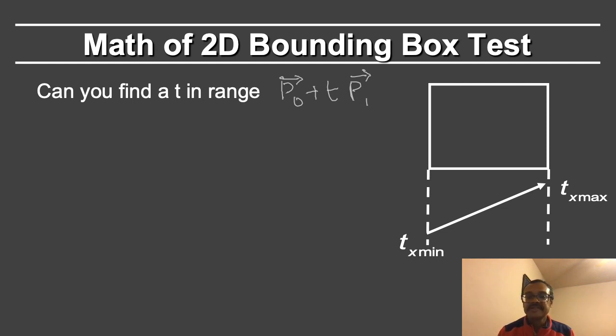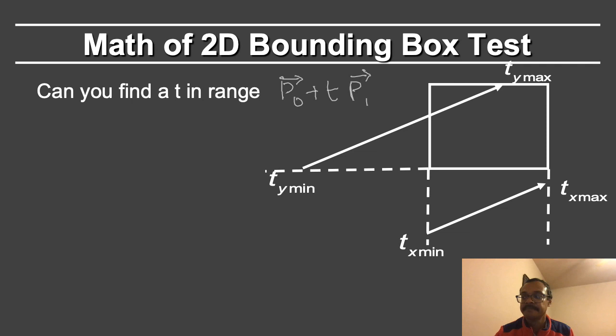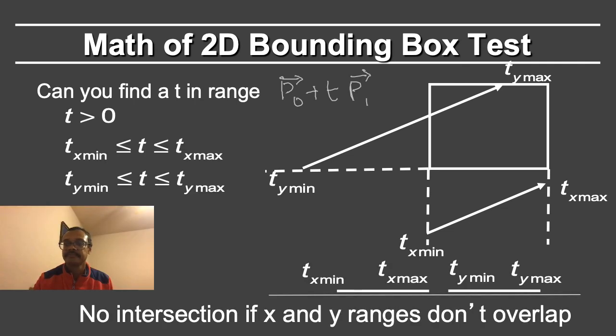We can first consider the intersection with the vertical components of the box that correspond to particular x coordinates for x min and x max. As shown here, you have a t corresponding to x min and a t corresponding to x max. Similarly, you can intersect the horizontal extents of the box, and you can consider a t corresponding to y min and a t corresponding to y max.